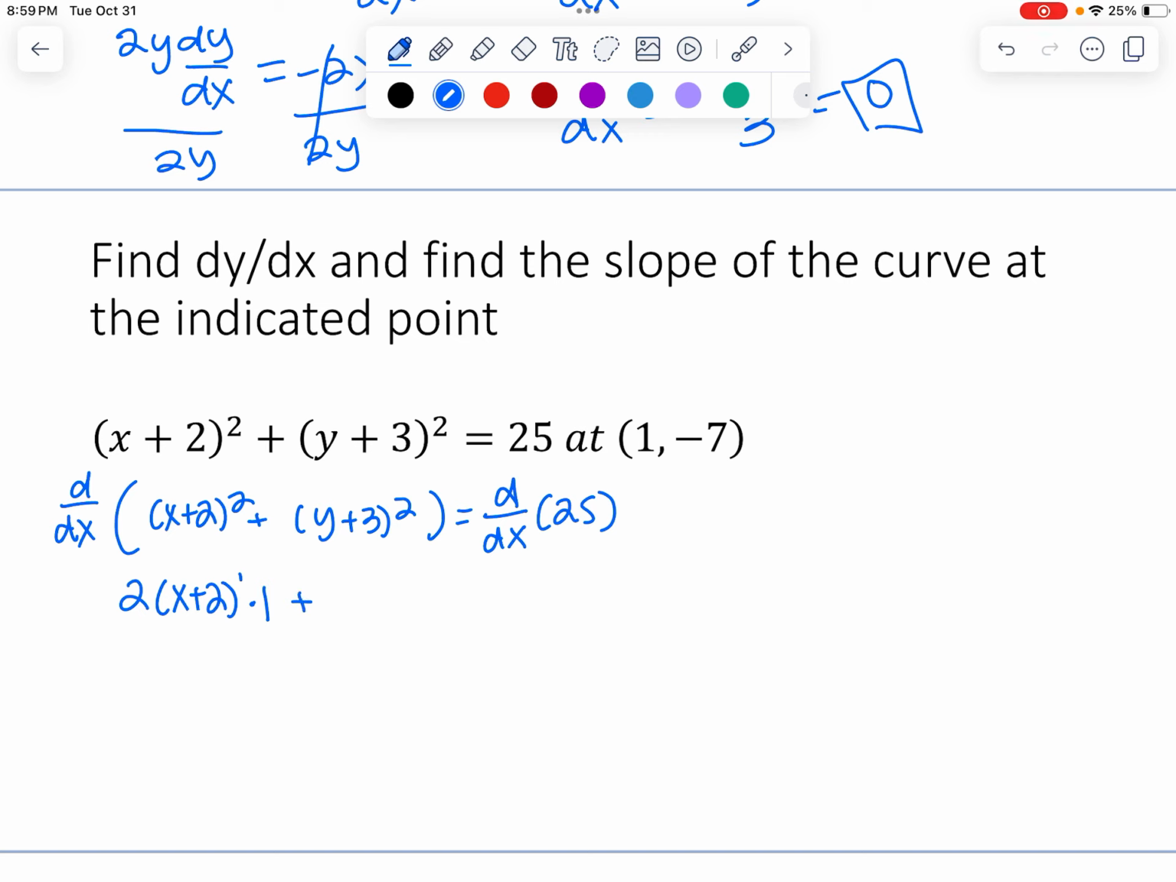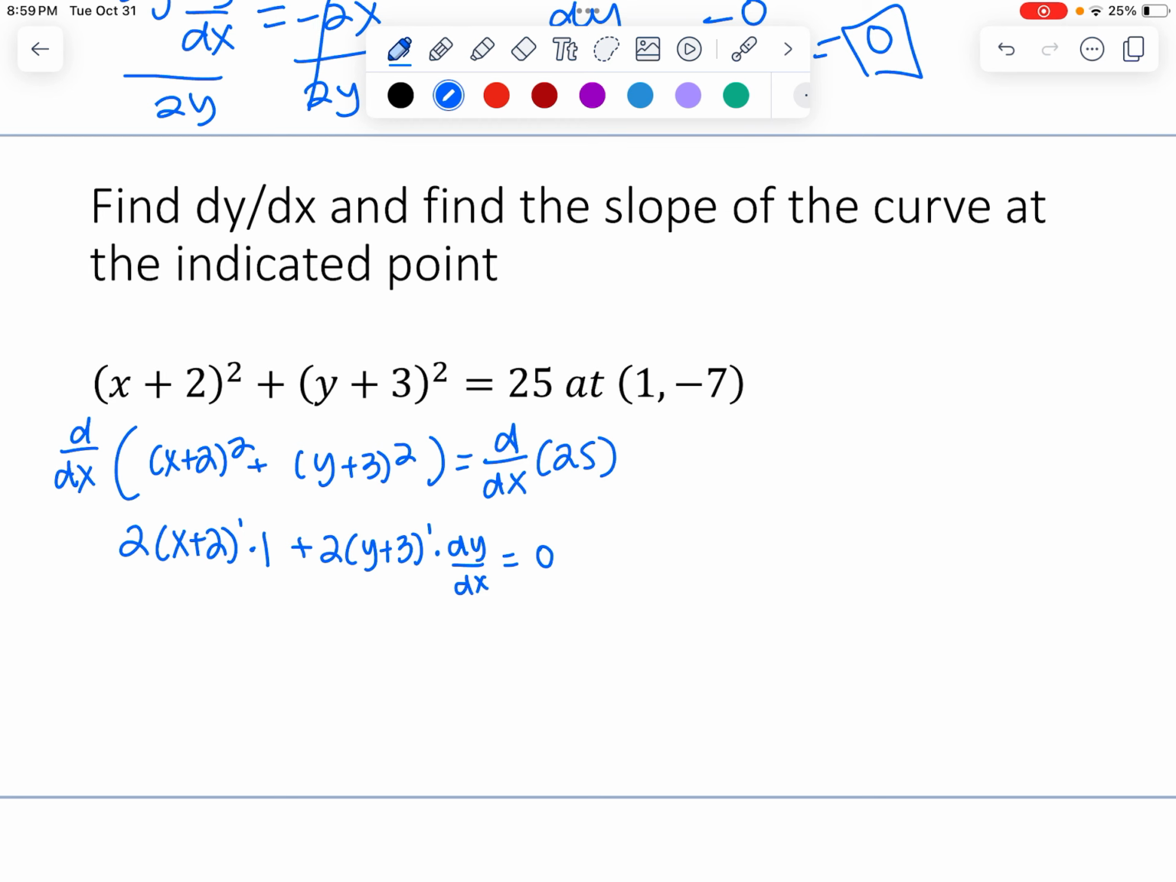This next one, you would do the chain rule too. So this would be 2 times y plus 3 to the 1 power, and then the derivative of y plus 3 is going to be dy dx, because the derivative of y is 1, but then you always have to multiply by dy dx. Okay, the derivative of 25 with respect to x is 0.